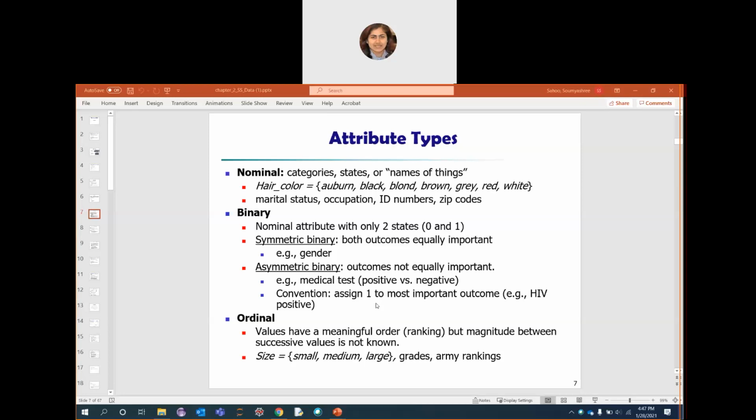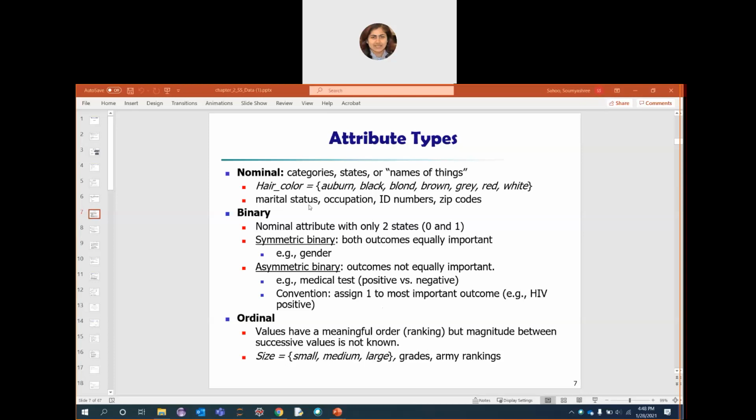There is a special case in binary. If a nominal attribute has two states, it can be binary. Here hair color has 1, 2, 3, 4, 5, 6, 7, seven states. Marital status can be multiple. What type is binary? Gender. Gender can be male or female. Just generally I'm saying. That is a special case where it can become a binary attribute. That's what I'm trying to explain to you.